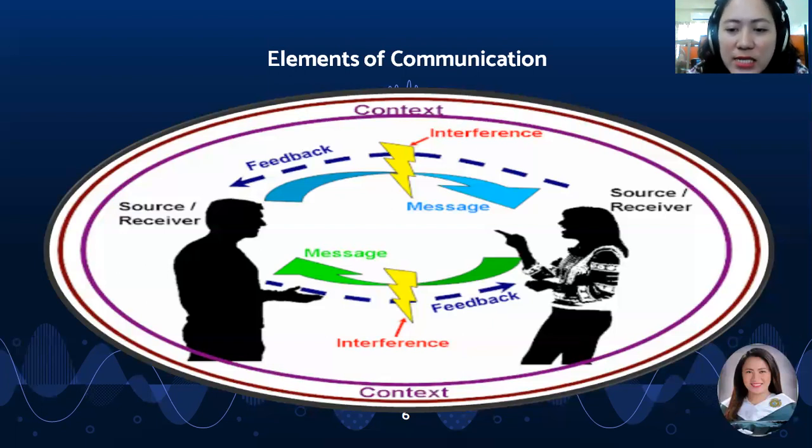So once the receiver will initiate another topic, she will become, or shall we say Anna, will also become the sender. So once the message is being sent by the sender, the receiver will try to decode the message in order to have a comprehension.